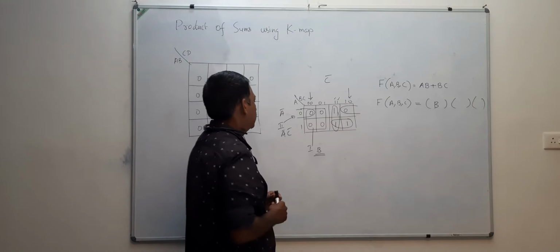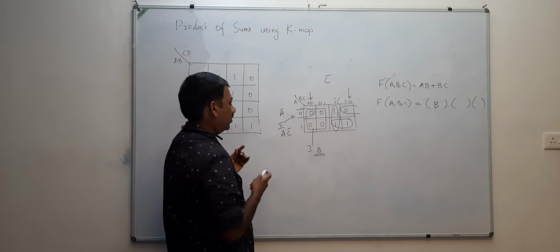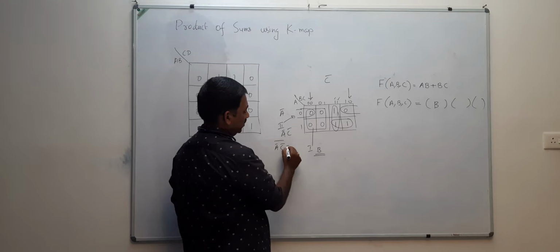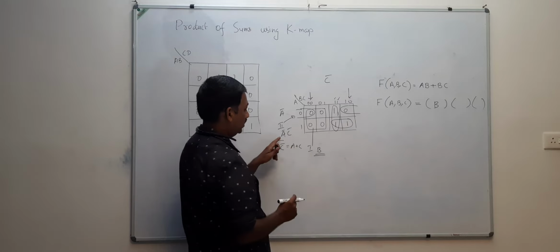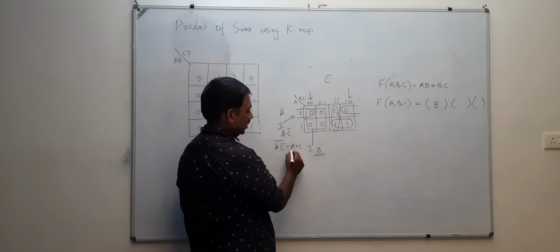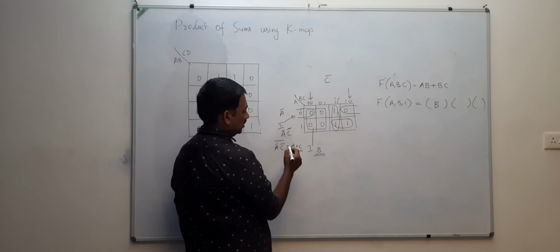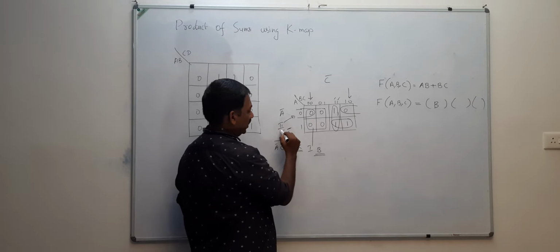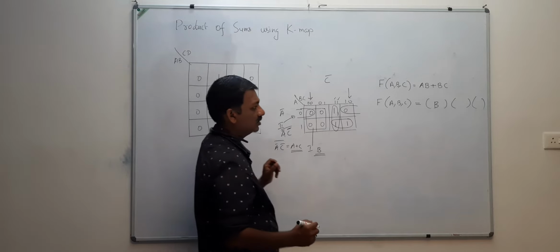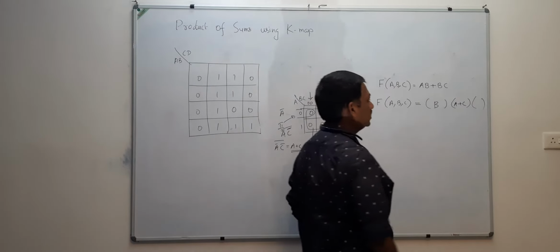Instead of taking A bar C bar, you have to take A plus C. That means A bar C bar, the whole bar, is equal to A plus C. Actually, we are going to take the dual of this. That is why A plus C. This one represents A bar C bar and you have to negate it. That means you are taking A plus C. That is the next term.